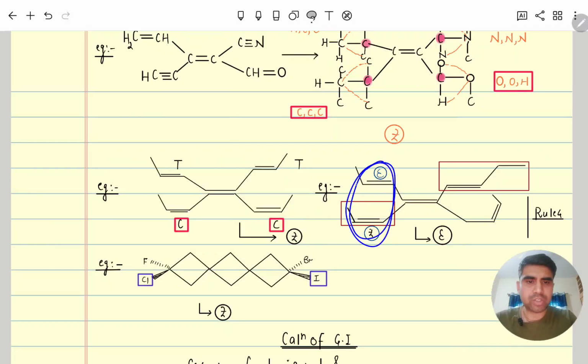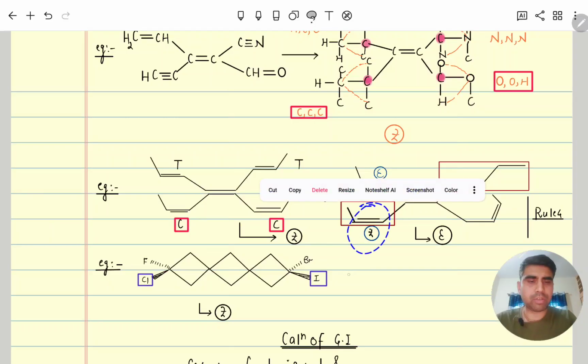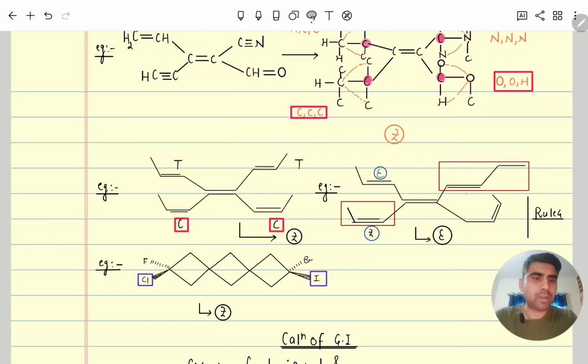So in this E and Z, which one? Entgegen and zusammen will be given priority. Here again we need to create a dummy. As here carbon and hydrogen will come, and here carbon and hydrogen, whereas here hydrogen, hydrogen. If we take its three atoms, it will have hydrogen, hydrogen and carbon, whereas here it has carbon, hydrogen and carbon.